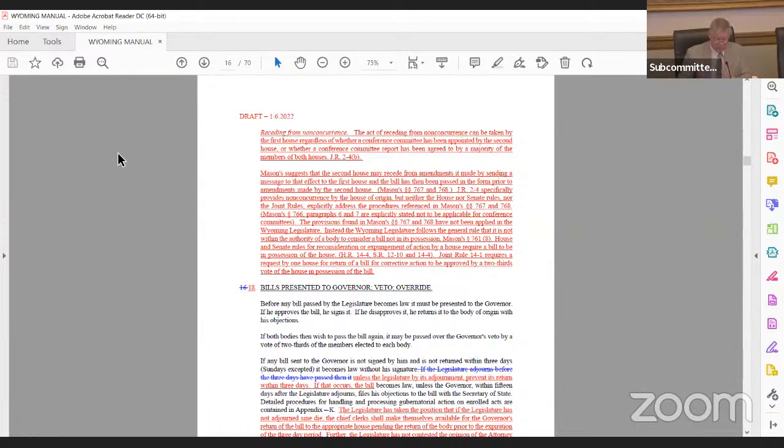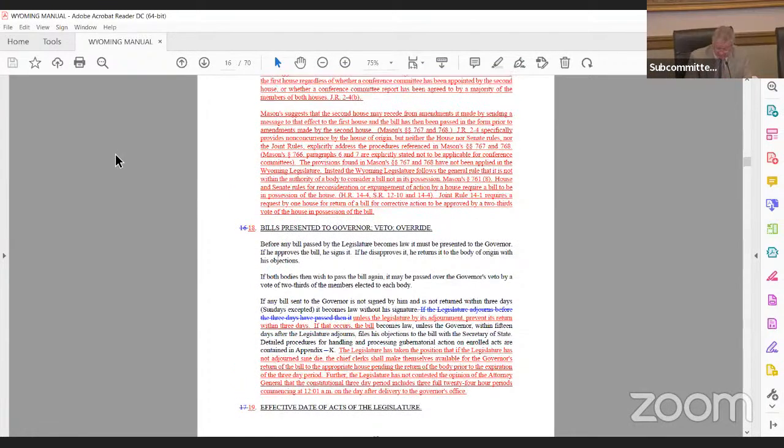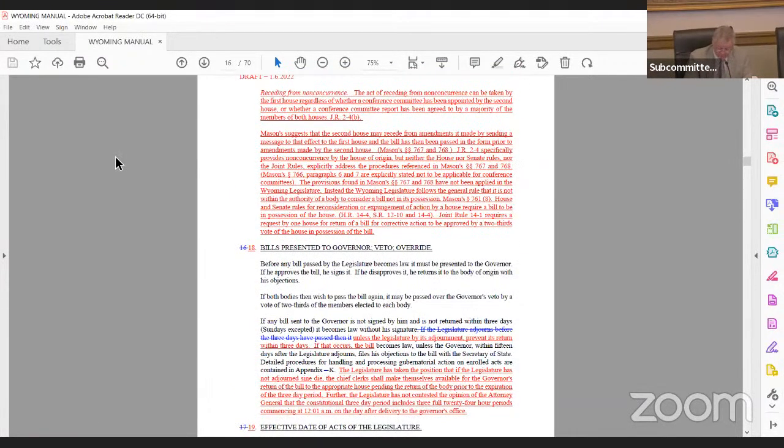Mr. Chairman, I'm on to page 12. And the first paragraph, proceeding for non-concurrence, that is in your joint rule. It's again put in the manual just because it's easier to follow instead of having to chase around between your joint rules and House and Senate rules looking for it. On the second paragraph, your precedent really deviates from Mason's here. And your rules specifically exempt the part of Mason's. You'll see in the middle of there, Mason's 766, paragraphs 6 and 7 are explicitly stated not to be applicable to conference committees.